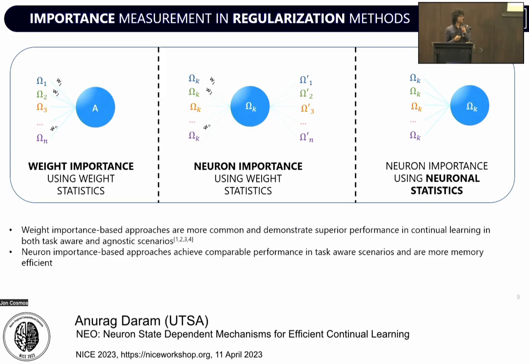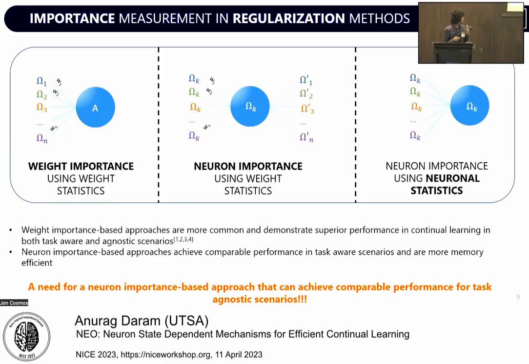And there's a trend. In general, weight importance-based approaches are the most common, and they demonstrate superior performance in both task-aware and task-agnostic scenarios. Neuron importance-based approaches, on the other hand, are able to achieve comparable performance in task-aware scenarios and are more memory efficient, but they don't operate well in task-agnostic scenarios at all. So there's a need for a neuron importance-based approach that can achieve comparable performance in task-agnostic scenarios.